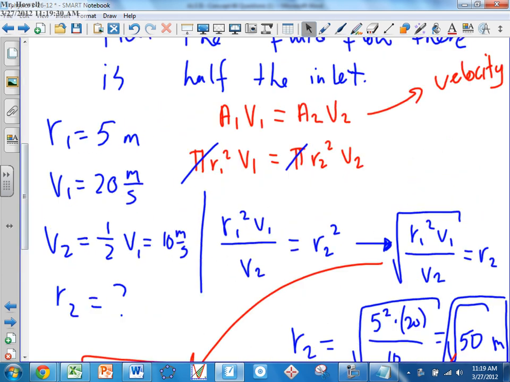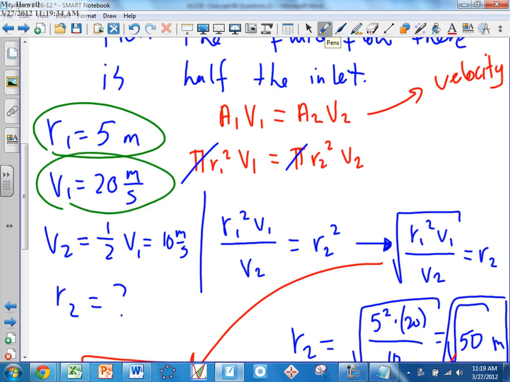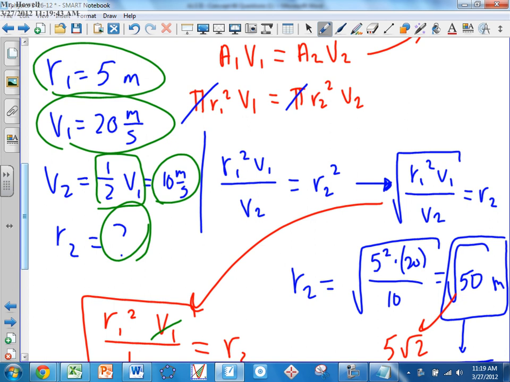We're told that the inlet radius is 5 here. We're told that the inlet velocity is 20. We're told that the outlet velocity is half of the inlet. Half of 20 is just 10. And we're asked to find the radius of the outlet. We go ahead and plug these numbers in, cancel our pi's on both sides.